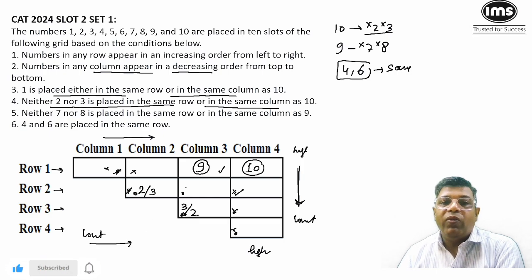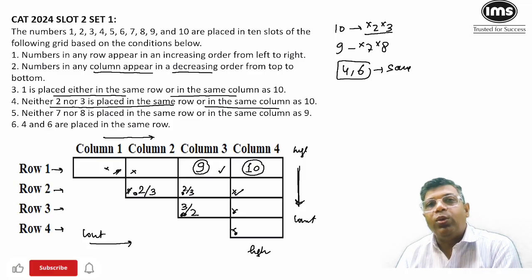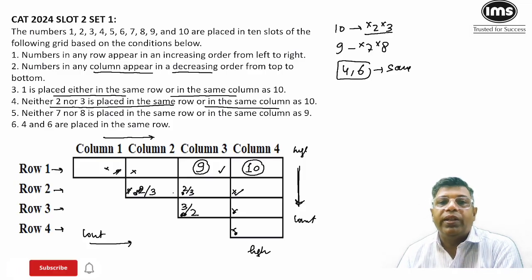Right? Maybe one case is 2 you can take over here and 3 will come over here. We'll analyze. So 2 or 3 have these 3 places to come to. But if you are taking 2 and 3 in the same row, then 2 will come in column 2 and 3 will come over here. That's the possibility.